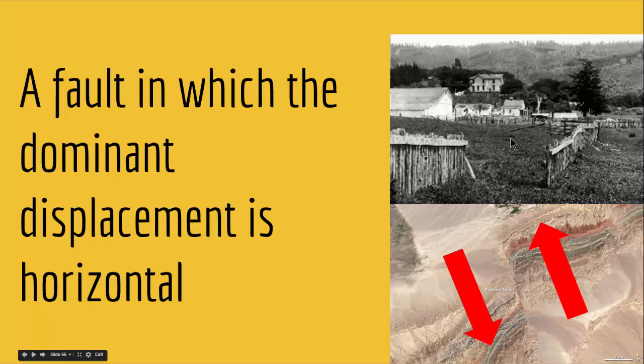If you stand right here, this side went to the right. The movement in the fault was horizontal. In other words, it was a strike slip fault. This side went to the right and this side went to the left, or it stayed the same. So strike slip faults are those faults in which the dominant displacement is horizontal.